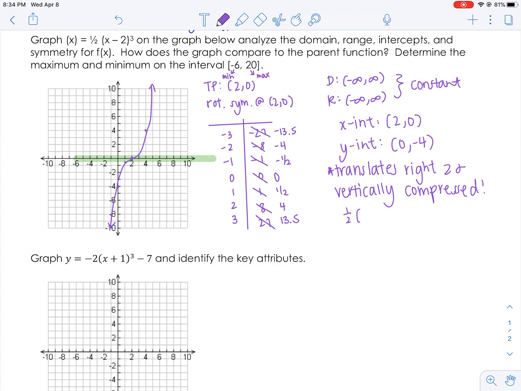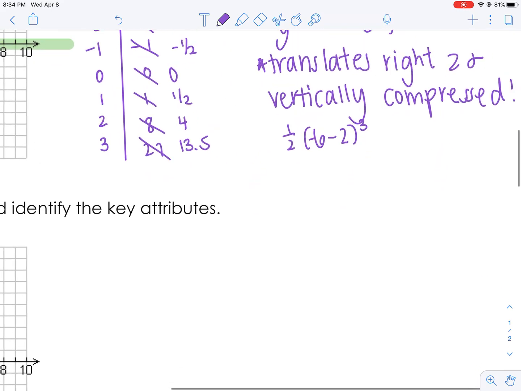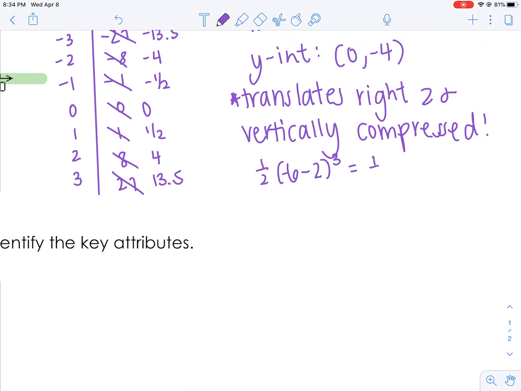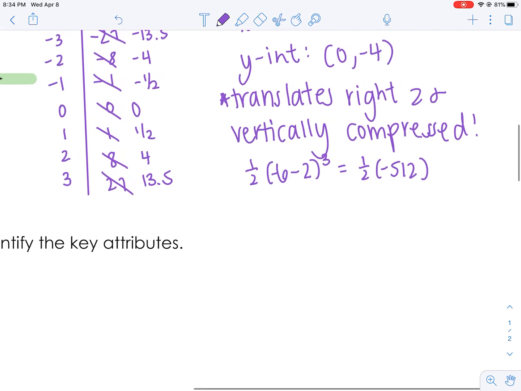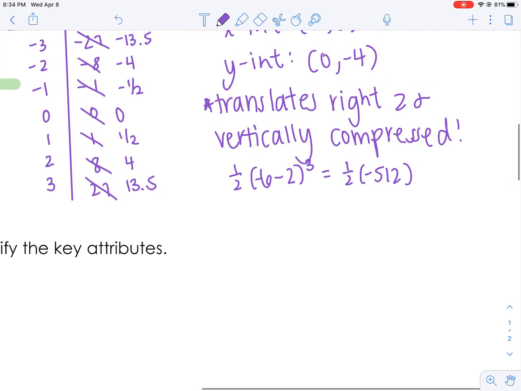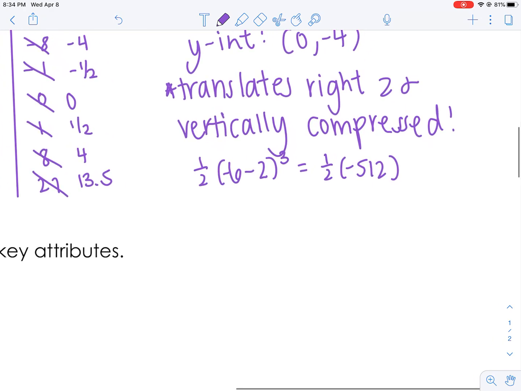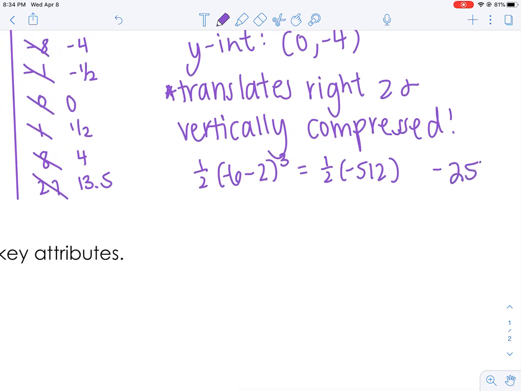So doing that, I just need to find out what is half of (-6 - 2) cubed. So -6 minus 2 is -8. And then -8 cubed is -512. And I'm choosing my phone calculator for this. I just typed in 8 times 8 times 8, and then I made it negative. And then half of that is going to be -256. So my minimum is -256.